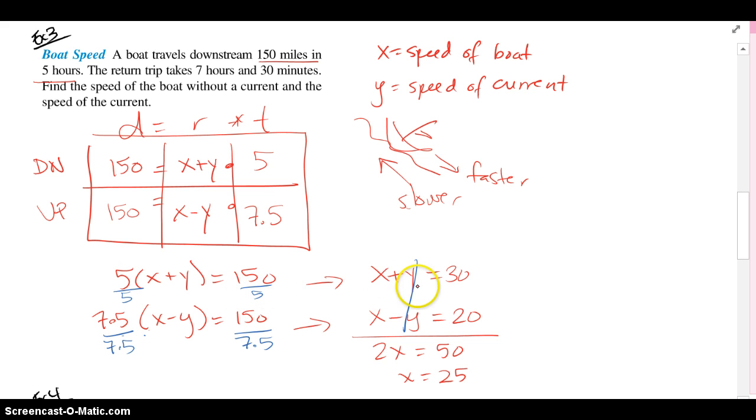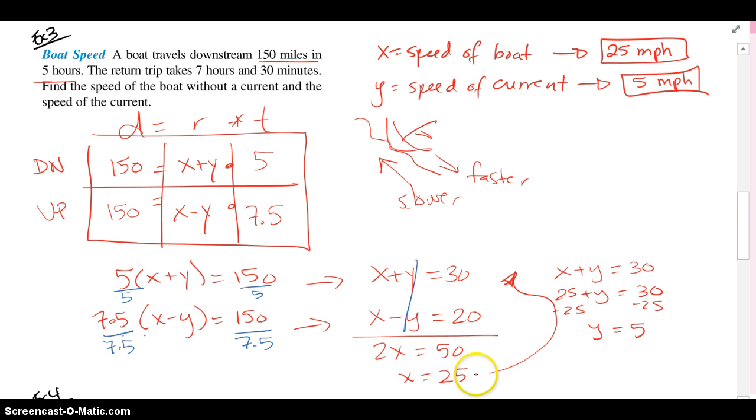So when I divide by 5, I get x plus y equals 30, x minus y equals 20, get rid of the y's, and I get x equals 25. Now I'm going to go back into this one and find the y value. So once I plug the 25 back into here, I isolate y and I get y equals 5.